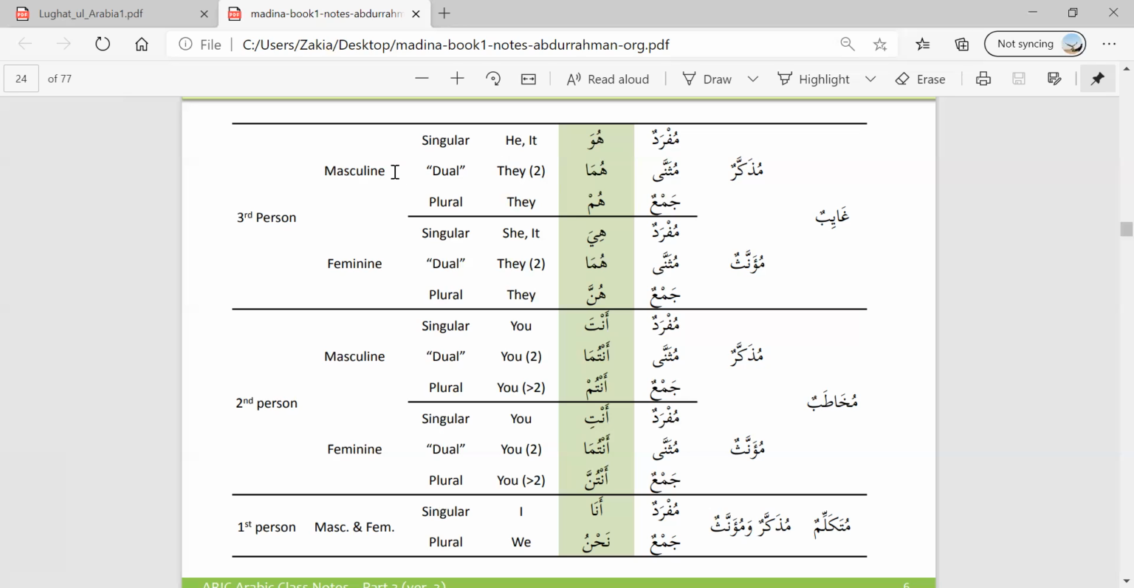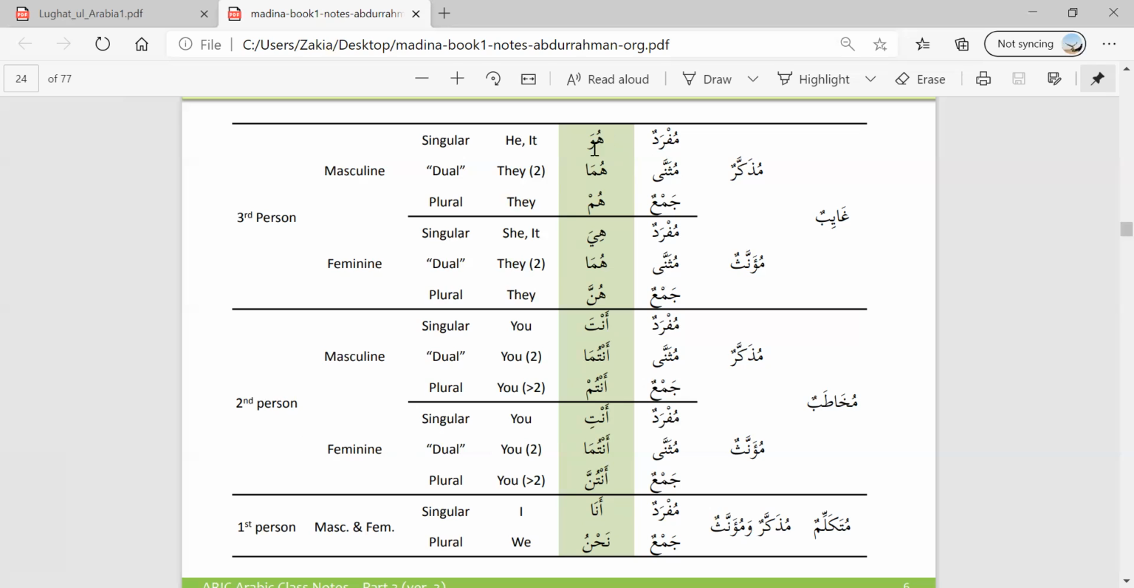What you may want to do is the third person, or you start with the first person. It's always easier to start with the first person, masculine, feminine: ana, nahnu. Both male and female would use ana and nahnu, we. Then you go on to the second person, feminine, then masculine, then third person, feminine and masculine. And like I said, you just need to make a table.